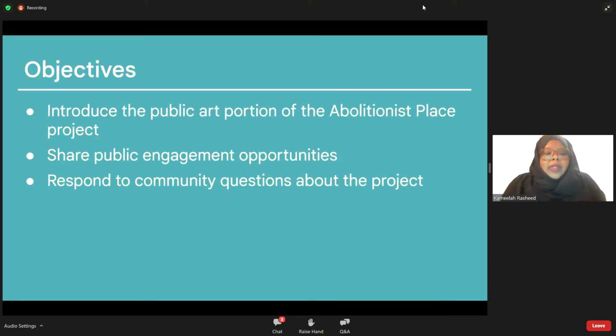So what are we doing here today? So some of our objectives for today, and I'm sure many other things will come up, but the three core objectives are to introduce the public art portion of the Abolitionist Place project, to share the public engagement opportunities, and to respond to community questions about said project.